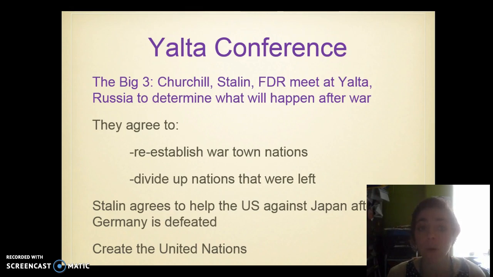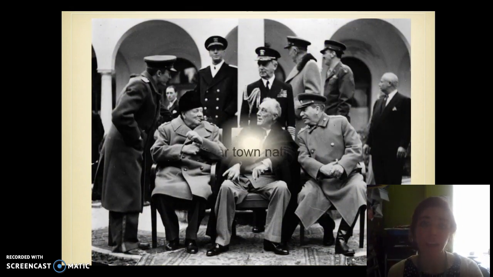So they're going to agree to establish war-torn nations, and they're going to divide up nations that were left. Stalin agrees to help the United States against Japan as long as the United States defeats Germany. This is also going to create the United Nations. And here's a picture of these three. So we have Churchill and his big hat, we have FDR, and we have Stalin. And this is right before FDR dies.